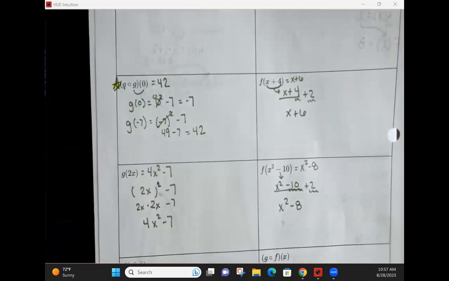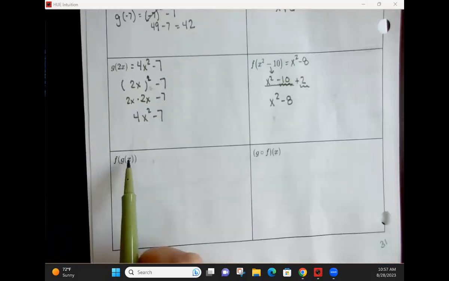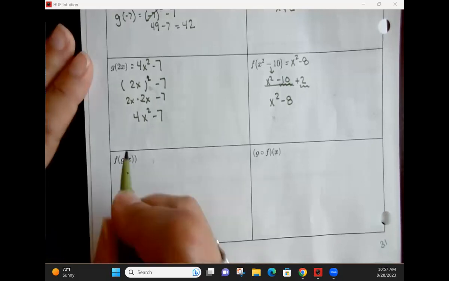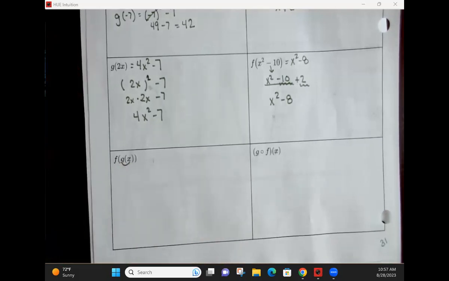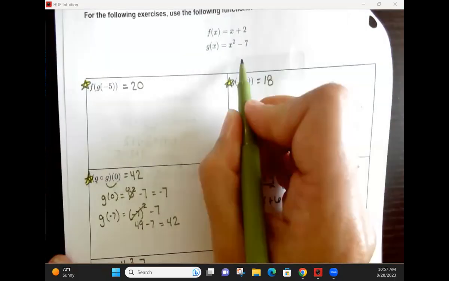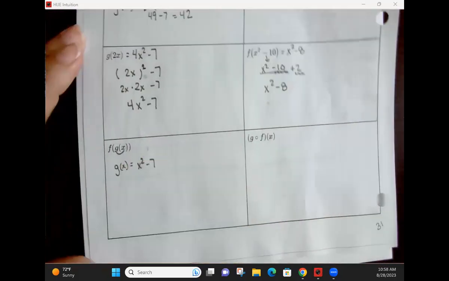Now we're going to do that same idea, but with compositions. Okay. And I want you to notice for our compositions down at the bottom here, it's not x squared or x plus 2 or x squared minus 10. It's not anything super funky. It's just f of x for these first couple. So we'll start from the inside out. G of x. Well, since it's g of x, that's just the same thing that we already have printed at the top of our paper, x squared minus 7.